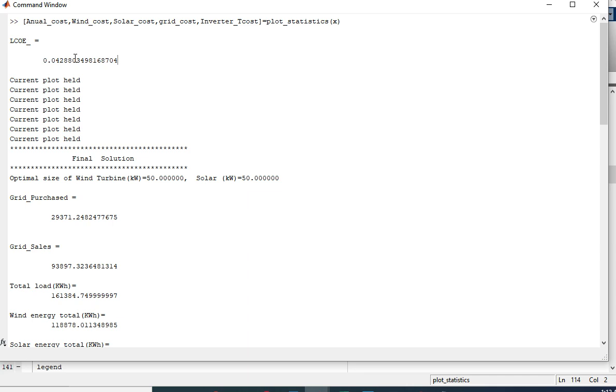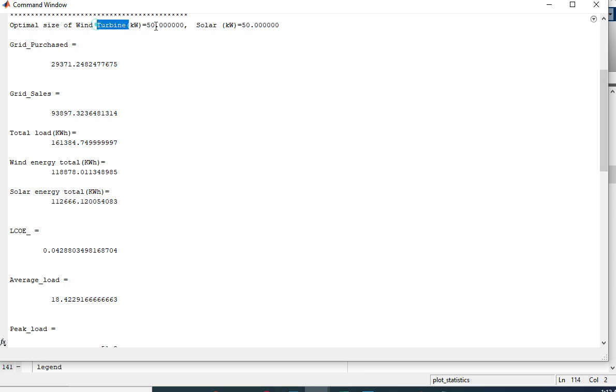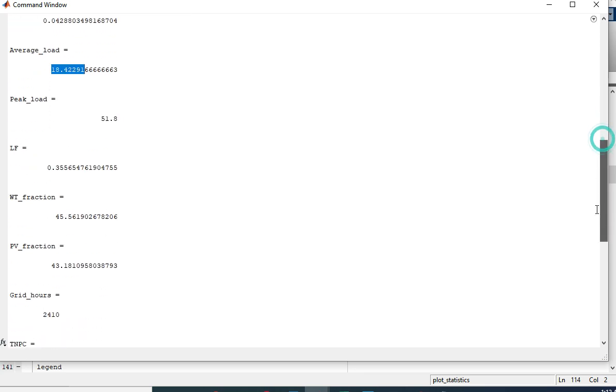This is the levelized cost of energy, 0.042, and the final solution is the optimal size: wind turbine is 50 kilowatt, and the solar size. Also shown is how much energy in kilowatt hours is purchased from the grid and how much energy is being sold to the grid. This is the total load demand in a year, the wind energy total generated and solar energy total generated in kilowatt hours. Levelized cost of energy, average load in kilowatts, peak load, and similarly this is the load factor. Wind factor, 45% of energy is from the wind, 43% is generated from the PV.